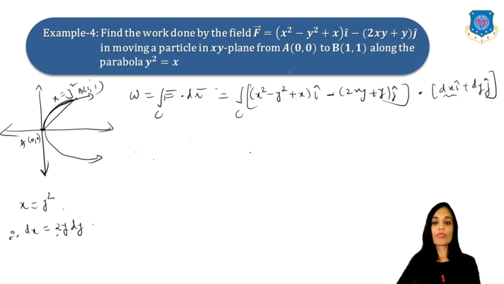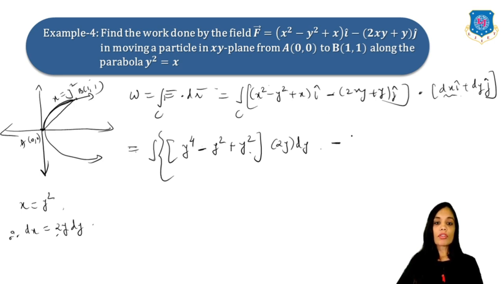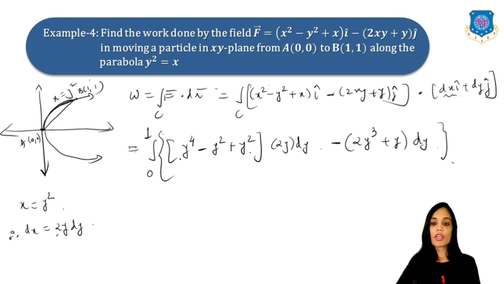So now let us put these two values in this. So on putting we will get integration. If I put in this x as y square, it will be (y raised to 4 minus y square plus y square) times dx. Now dx is what? 2y dy. Fine. Now minus. We have 2xy. So in place of x put y square. So it will be (2y cube plus y) times dy. Right? And your limits now, everything is converted into y. So we have to take the limits of y which is from 0 to 1. So these two are getting cancelled out. So finally what is remaining?